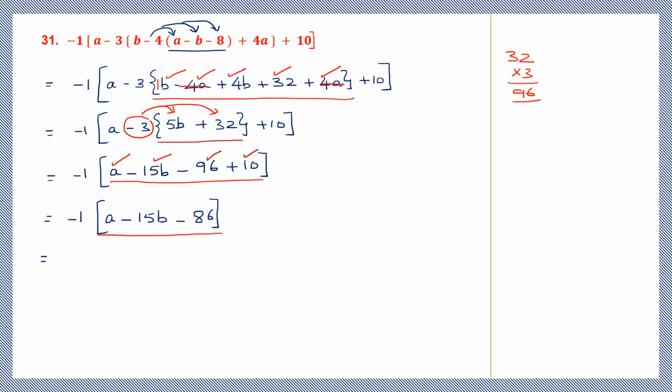We can remove the square brackets by seeing what's before the bracket. So before the bracket we have minus 1. And 1 into anything will give us back the same thing, isn't it? So we'll get the same expression back, but look at the sign, it's minus. So the sign of all the terms inside will change. So this becomes minus a plus 15b plus 86. So our final answer here is minus a plus 15b plus 86.